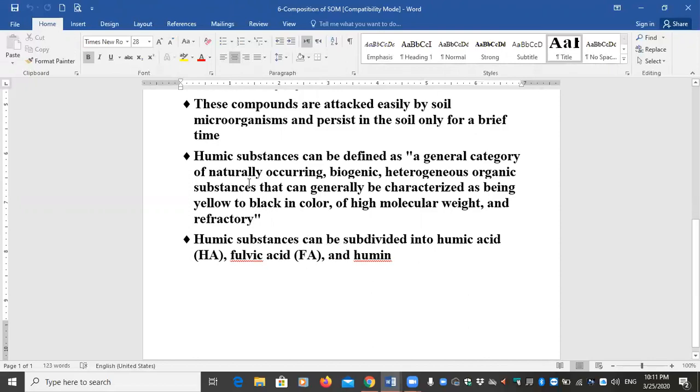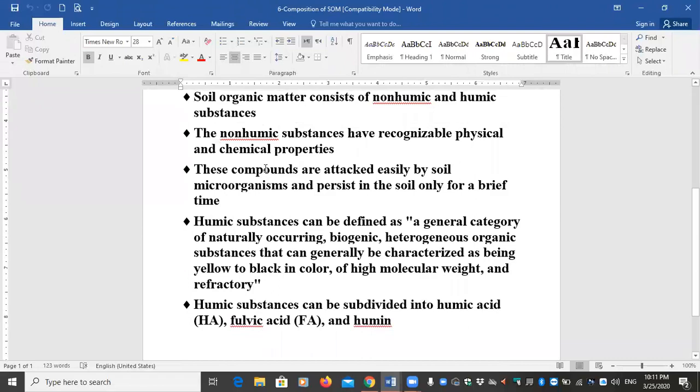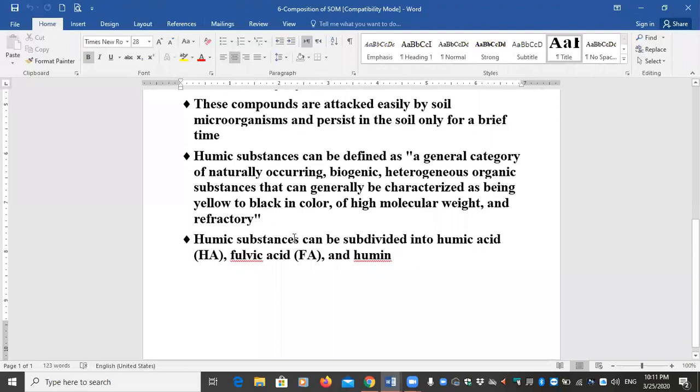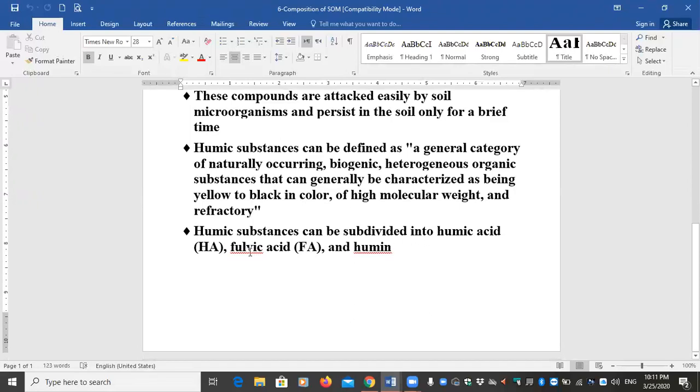So the non-humic substances, we said these are recognizable physical and chemical properties. We know what they are. They are generally known organic compounds. But the humic substances, we divide them also into subfractions or parts. So the humic acid, fulvic. Again, read correctly, write next to you always, like I have told you, put a piece of paper and write down the words. Now, if you say fluvic, put the L before the U, that's wrong.